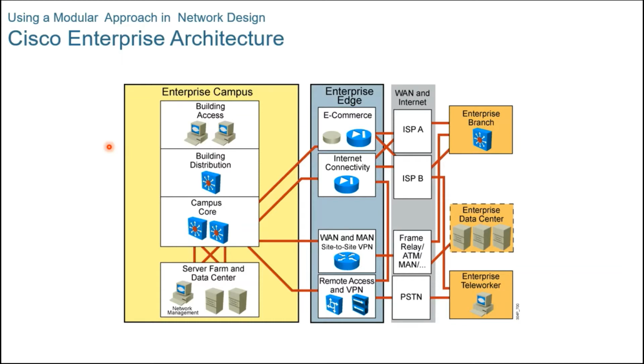So the Cisco Enterprise Architecture comprises the following 6 major functional areas, also called modules. Okay, so this includes the enterprise campus, the enterprise edge, the service provider. Okay, so service provider 1 and the internet here. You also have the enterprise branch, the enterprise data center, and the enterprise teleworker.